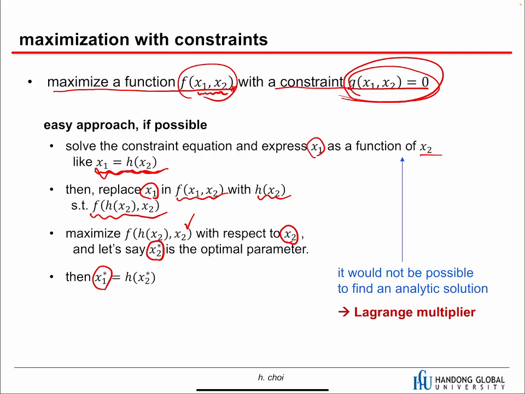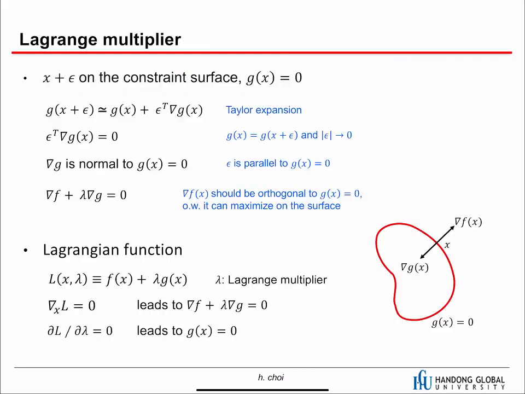But most of the time in machine learning, this is not possible. It would not be possible to find an analytic solution. In that case, we can use the Lagrange multiplier. Now let's talk about the Lagrange multiplier, which is quite popular in machine learning. You're going to see this a lot in this semester.